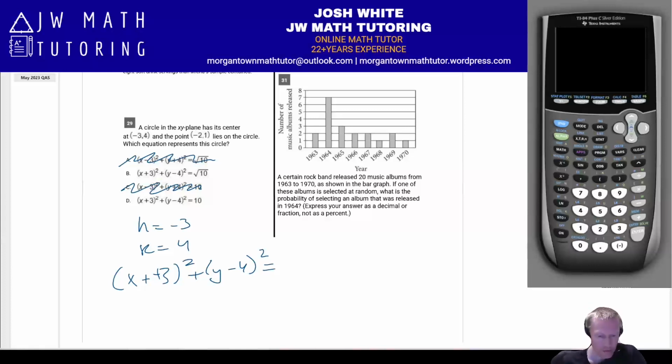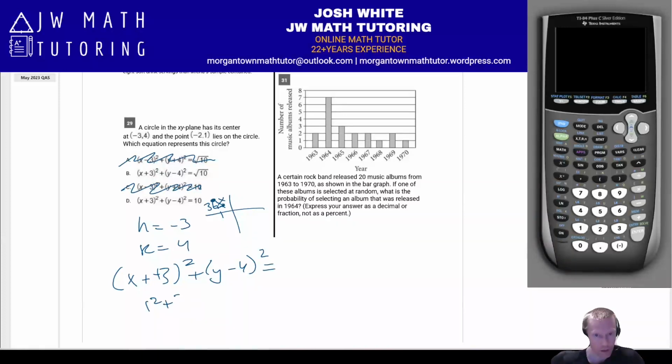So how long is the radius of this circle? We can just find the distance between these two points. If you just draw a quick little picture here, you have the center at negative 3, 4. You have a point at negative 2, 1, right? So you can get the distance either by using the distance formula or by just counting and measuring, thinking of the Pythagorean theorem. From negative 2 to negative 3 is 1. From positive 1 to positive 4 is up 3. So how long is this hypotenuse? That's basically the radius value of the circle.